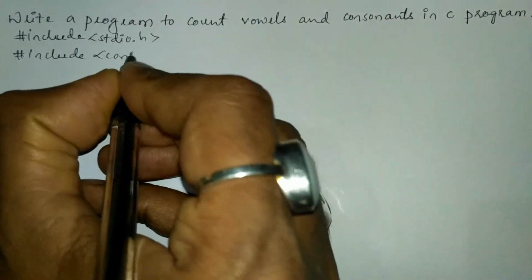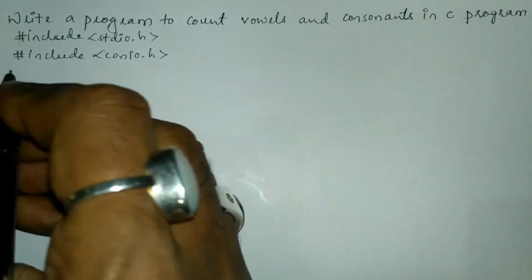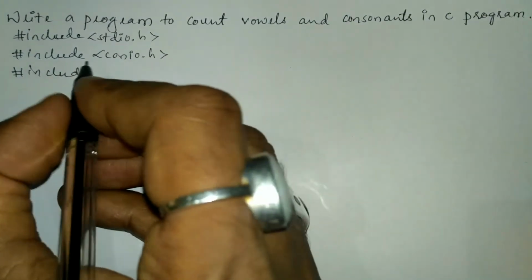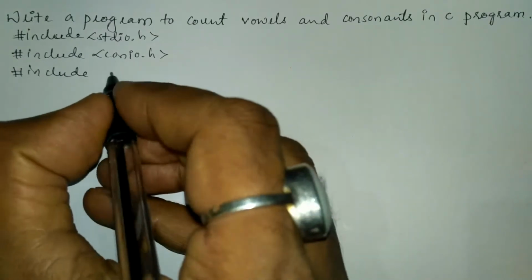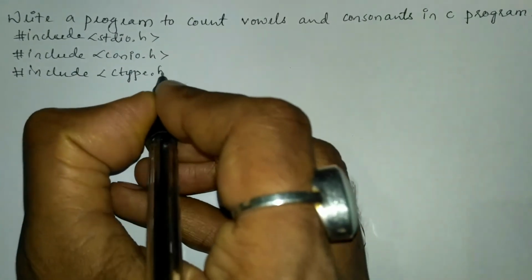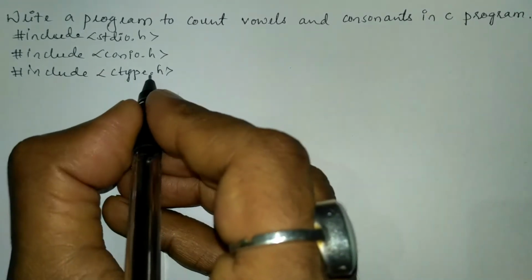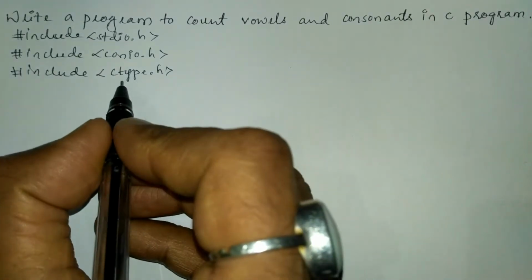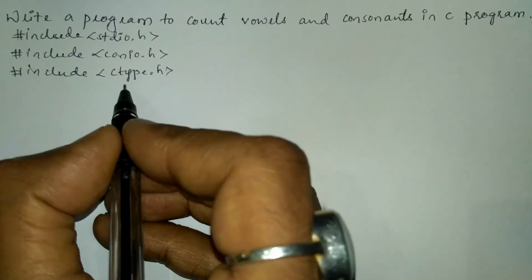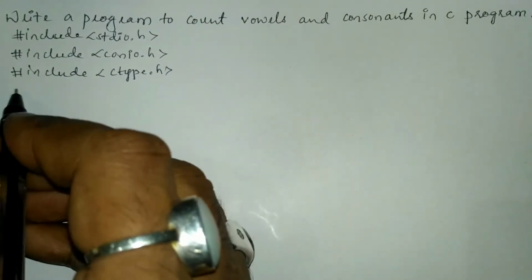In angular brace we'll write console input output .h header file, and we are going to write two more preprocessor directives hash include. Here I'm going to write ctype.h header file. So it is character type .h header file because we are using one of the functions of ctype.h header file. So that's the reason we are including this header file.